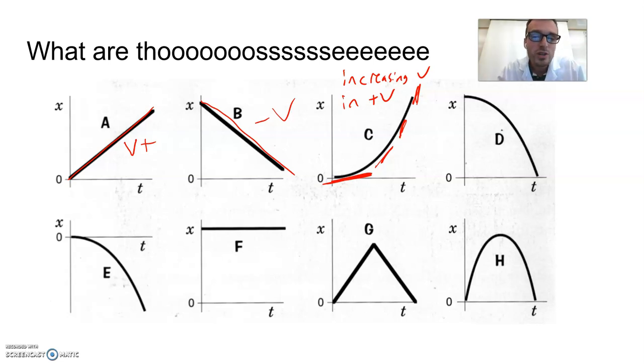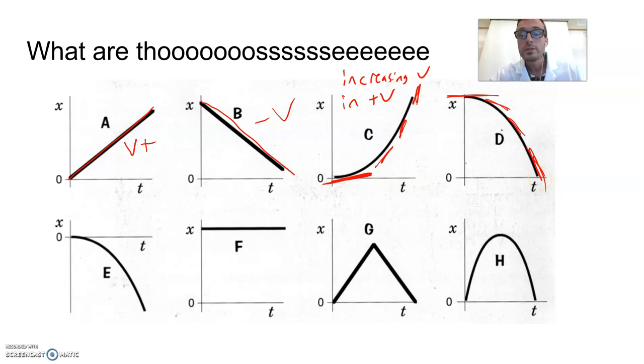Graph D is pretty tricky. See if you can get that one. Pause and guess. What's graph D doing? 0 slope, not moving at all. Kind of negative slope. Oh, moving kind of backwards. More negative slope, moving faster backwards. More negative slope, moving faster backwards.